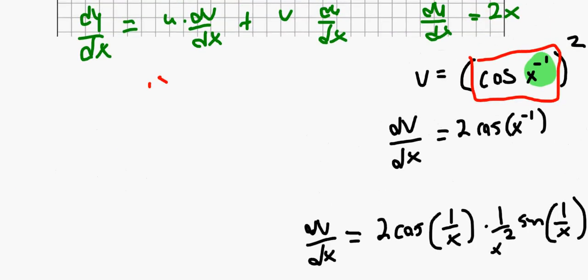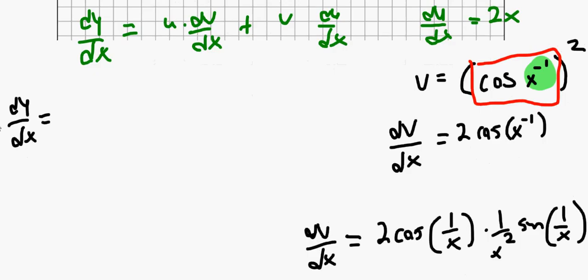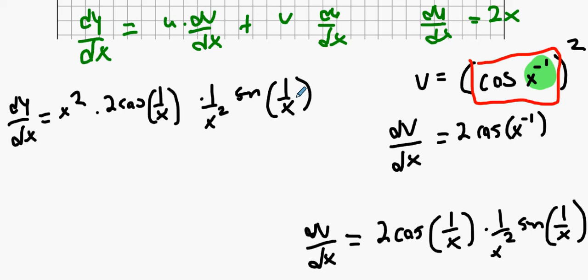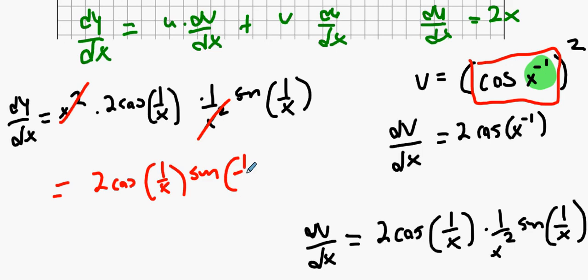Oh, sorry, into the product rule, right? So let's do this. dy dx is u, which is x squared, and x squared is going to multiply by dv dx, and dv dx is 2 cos 1 over x, and then it's 1 over x squared sine 1 over x. Now straight away we know that the x squareds will cancel each other, and this part of the question now becomes 2 cos 1 over x sine 1 over x.